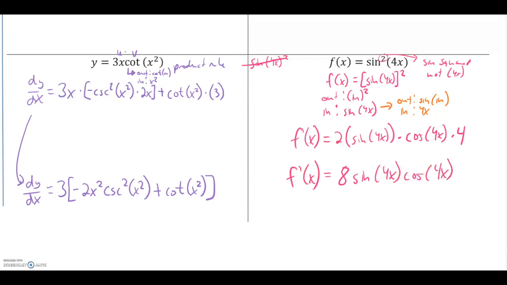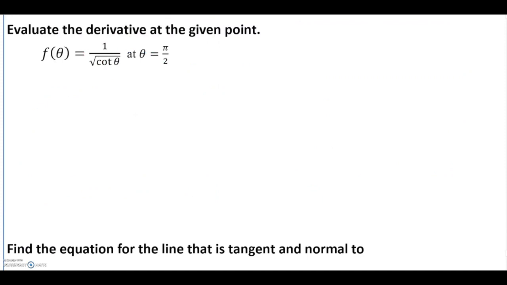Moving along, something that's become pretty normal to us at this point, an evaluation problem. We're going to evaluate the derivative of our function at a given point, and our function is f of theta equals 1 over square root of cotangent of theta. And for this, we're going to go ahead and rewrite this just like we do with any radicals or anytime we work with negative exponents, in this case both. We're going to have cotangent of theta to the negative 1/2 power.